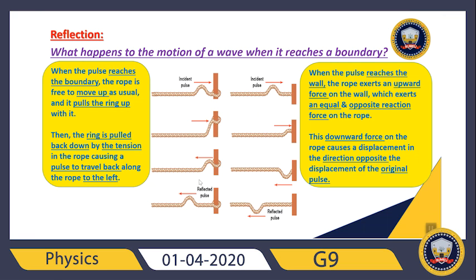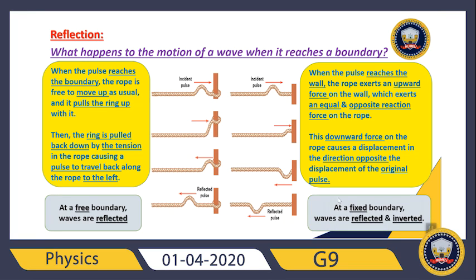So simply we can summarize all this: if the boundary is not fixed, if it is free, the wave will be reflected normally. But if the boundary is fixed, like here, the wave will be reflected and inverted. So at a free boundary, waves are reflected, and at a fixed boundary, waves are reflected and inverted. After reflection, it will be inverted. Okay, so this is about wave reflection.